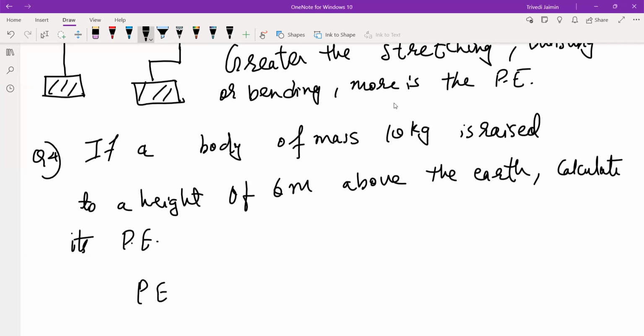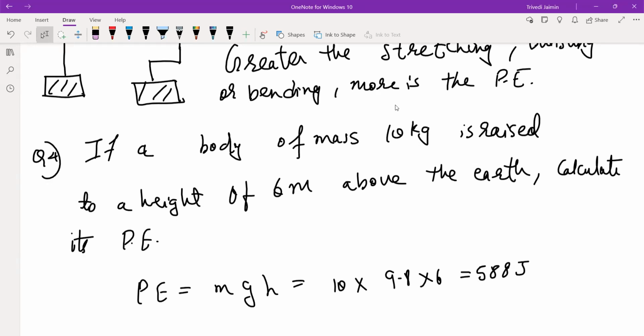I'm waiting for the answer. What about this? Sir, is it 588? All of you are getting the same? 10 into 9.8 into 6, which is 588 joules.